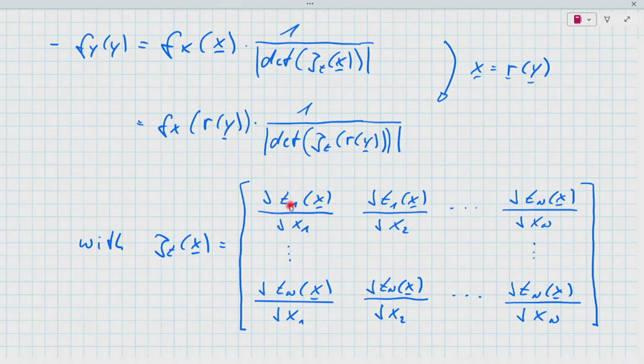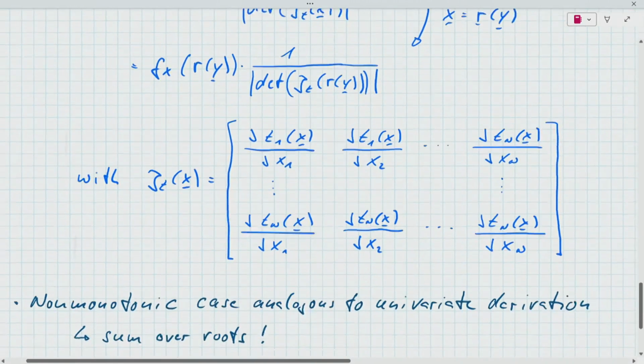So this is then the forward transformation, T. Again, the first row is the first entry of T. The last row is the last entry of T. The first column is the first variable, and so forth. This is the standard convention of the Jacobian.